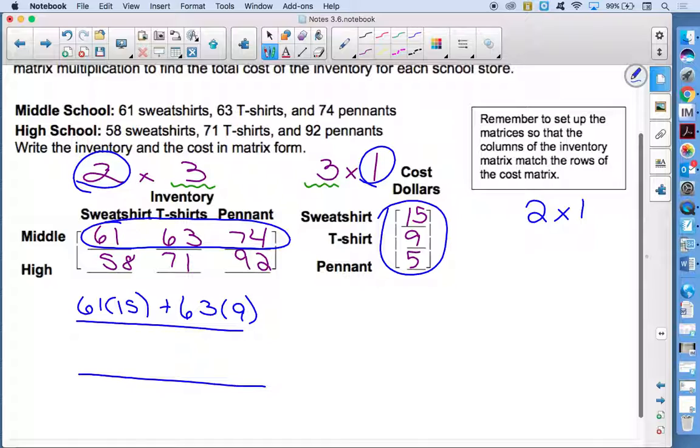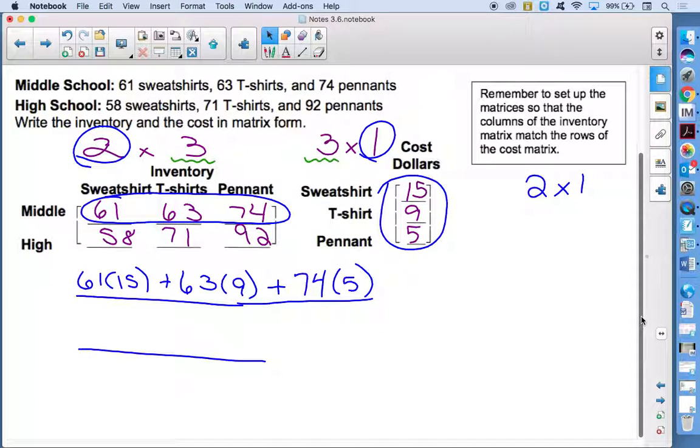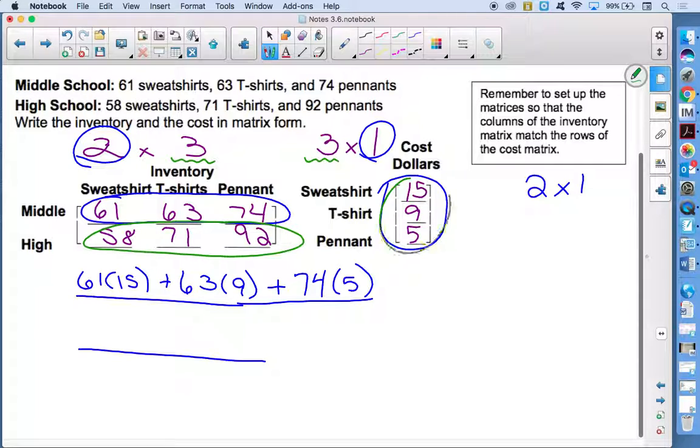That's the middle value. Again, they are matching each other. Second and the second. And then the last one is the 74 with the 5. So that would be the third position in the row, the third position in the column. 1 number matches with 1 number from each column and row. I don't have another column to go down, so we just move to the next row and multiply that row by the column of the cost matrix as well. So we would have 58 with 15, 71 with the $9, and 92 with $5.